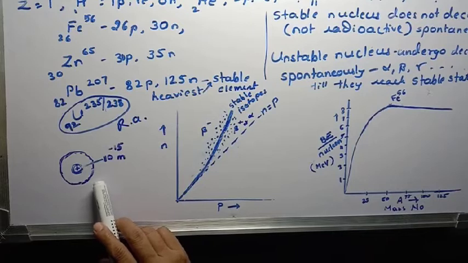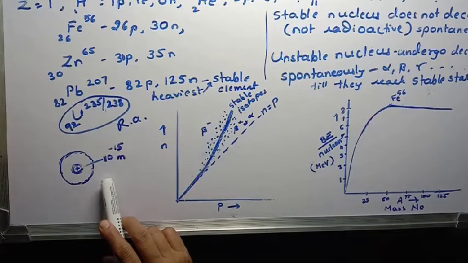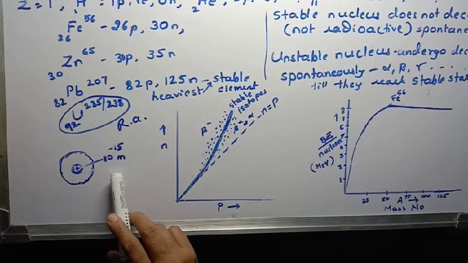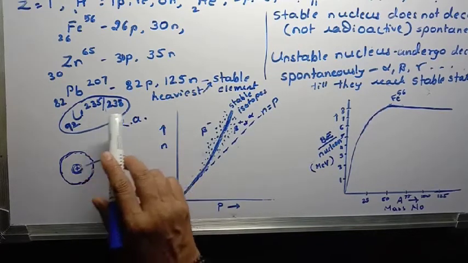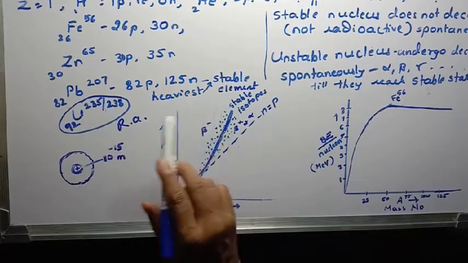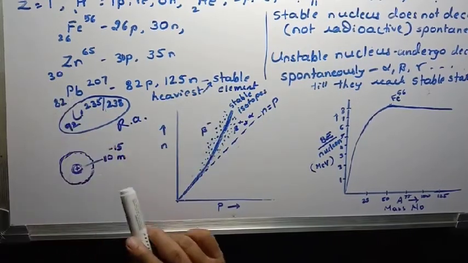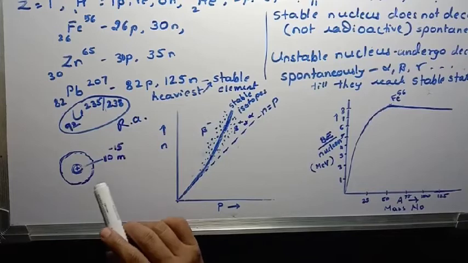Therefore, any element whose atomic number is greater than 82 is considered radioactive. Therefore, the naturally occurring heaviest element is lead, which has a stable nucleus.